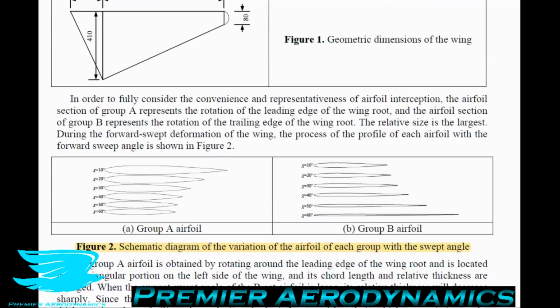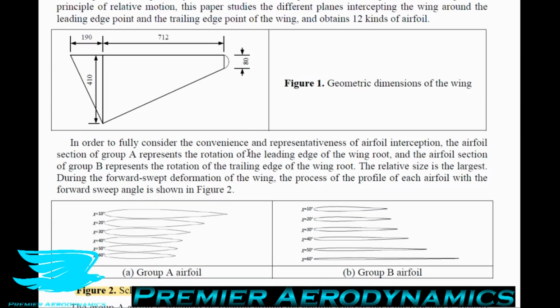Now in figure 2, in order to fully consider the convenience and responsiveness of airfoil interceptions, the airfoil section of Group A, so we'll talk about these two different groups first. Group A represents the rotation of this wing around the leading edge at the wing root. The Group B airfoil series represents the rotation of the wing around the trailing edge at the wing root. So I mentioned earlier how you can rotate it about different points. So what happens is if you rotate it around the leading edge, this changes the relative thickness to chord ratio of the wing differently to if you were to pivot it around the trailing edge.